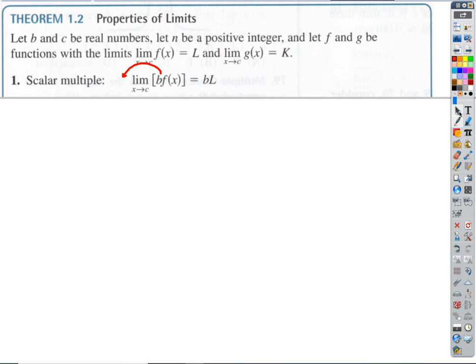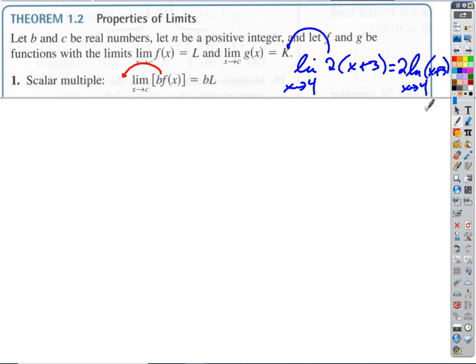Okay, an example of that, let me just show you one real quick. What if we did the limit of 2 times (x plus 3) as x approaches 4? Well, you could just plug 4 in and get an answer if you wanted. Or you could also think about it as pulling the 2 out in front and writing that as 2 times the limit of x plus 3 as x approaches 4. Either way, right? Not a big deal.